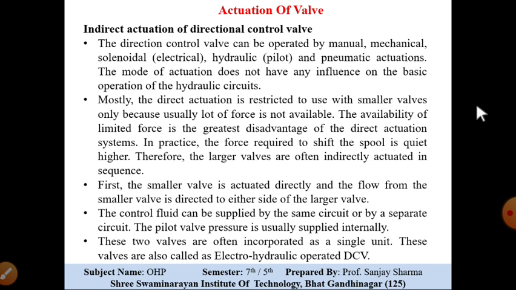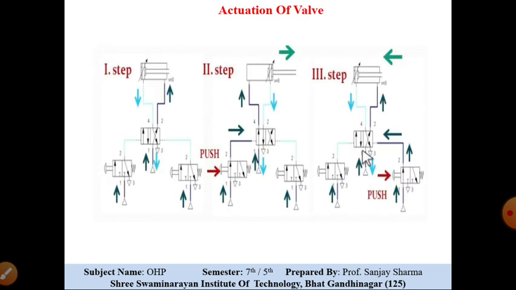Now in the figure you can see step 1, step 2 and step 3 are allotted. Now in step 1 this is the neutral position. Right now for the circuit you can see this is the main actuation valve and this is the actuator, this is the DCV valve. Now this DCV valve is operated by this 1 and this 2. These are the two actuation valves.